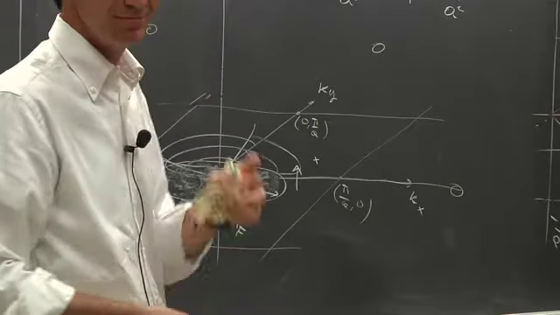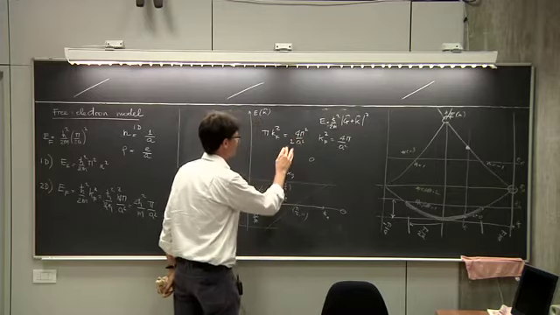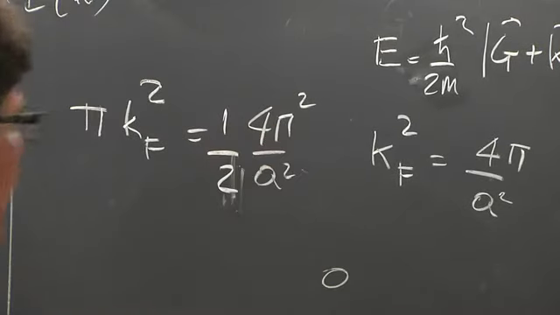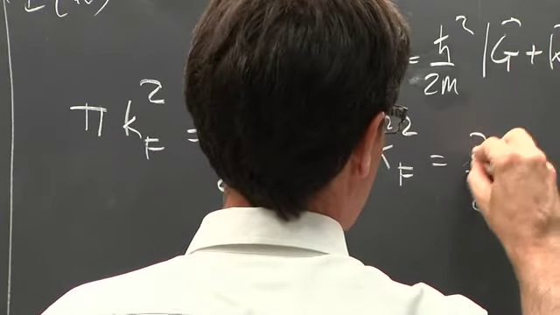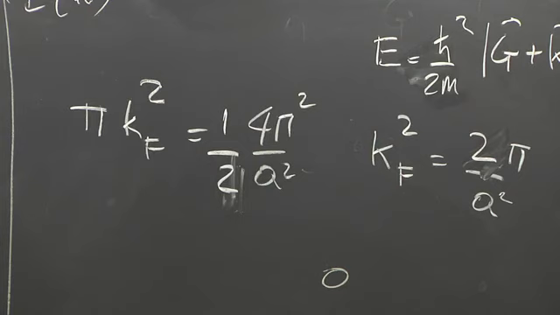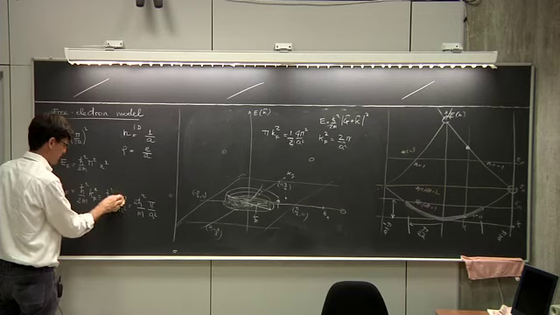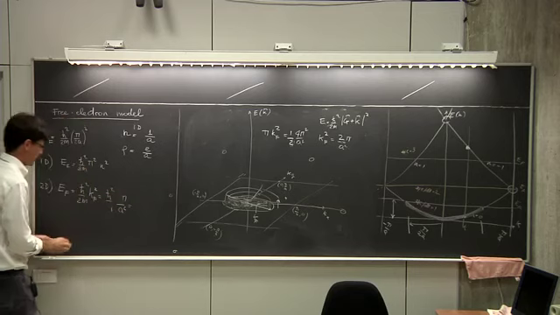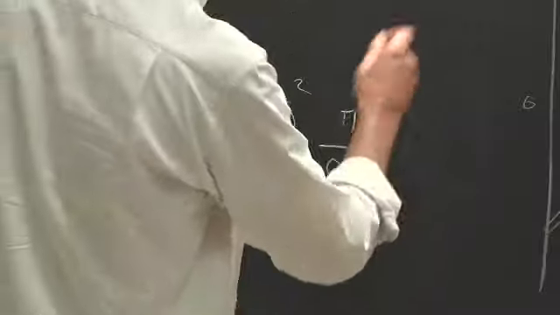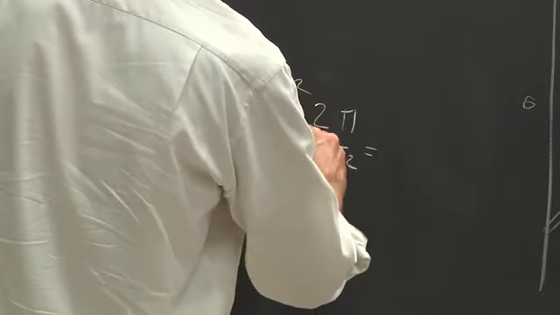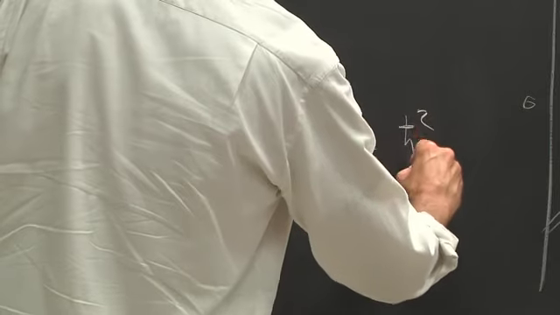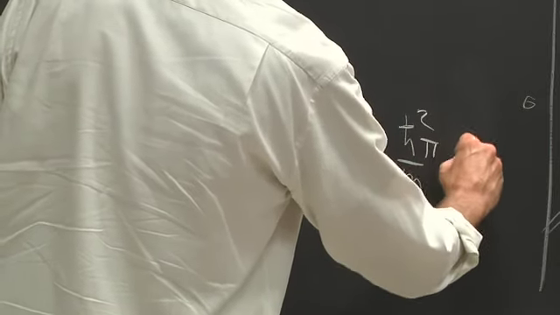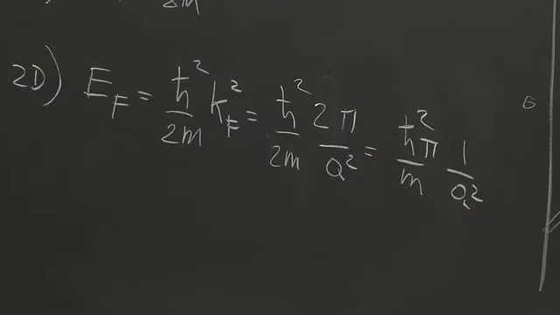Oh, sorry. There's a factor of 2 here. Here I fill the whole Brillouin zone, sorry. There's a factor of 1/2 here. So it's 2 pi over a squared. Yes, sorry about that. So here it's 2 pi over a squared, which is h bar squared over m, pi, 1 over a squared. Any other mistake? So it's 1/2.